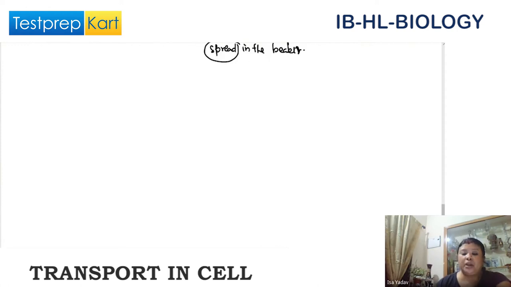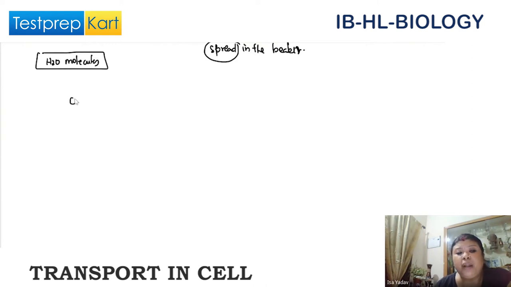Now, whenever we are talking about the plasma membrane, we talk about water soluble components and lipid soluble components. What about water molecules? How can these water molecules even enter through the plasma membrane? How is that remotely possible? Let us check on this, how they can enter through the plasma membrane.